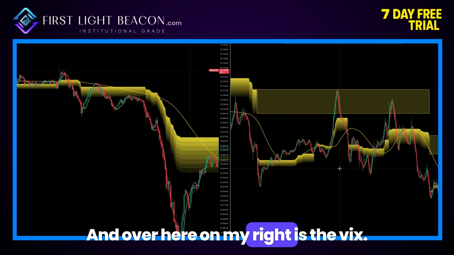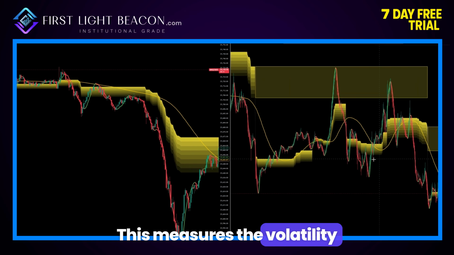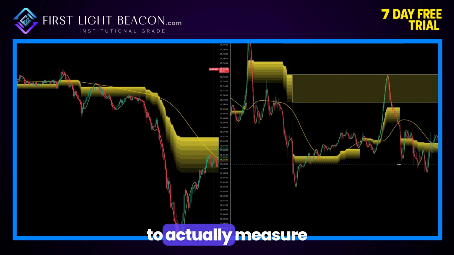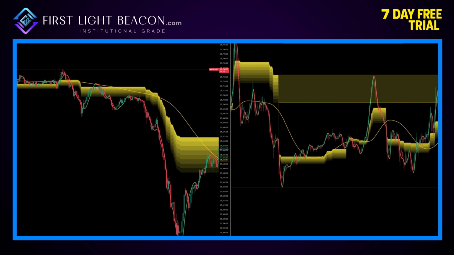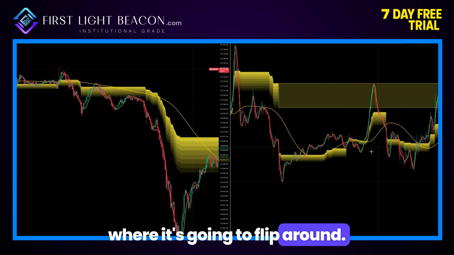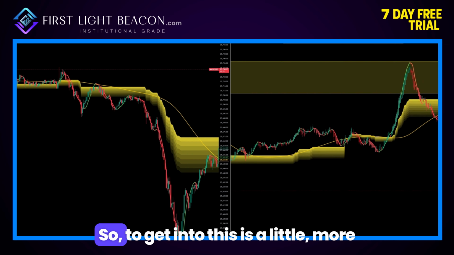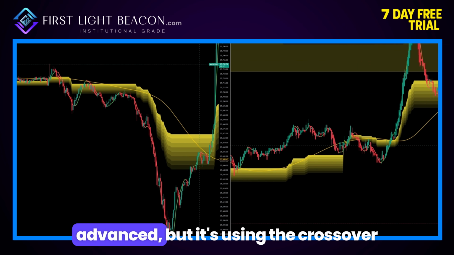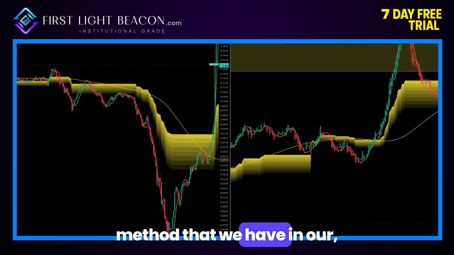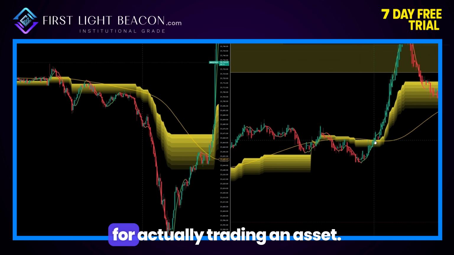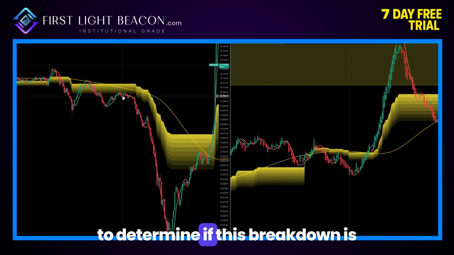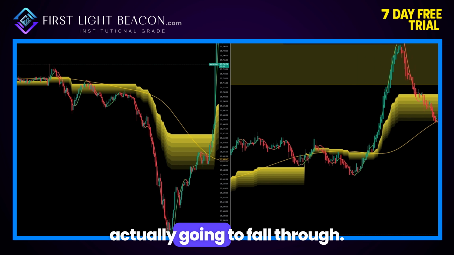And over here on my right is the VIX. This measures the volatility in the market. And the First Light Beacon is able to actually measure where it's going to flip around. Okay. So to get into this is a little more advanced, but it's using the crossover method that we have in one of the strategies for trading an asset. But we're actually going to use it to determine if this breakdown is actually going to fall through.